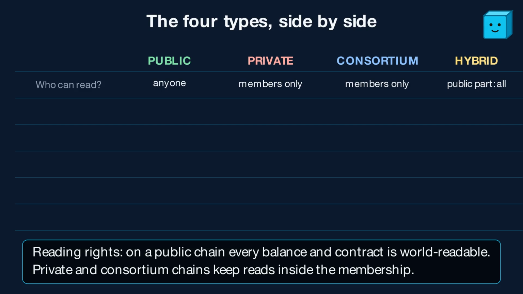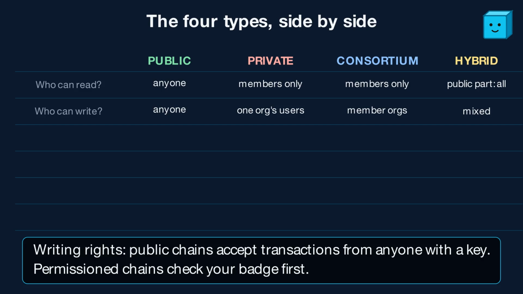Reading rights. On a public chain every balance and contract is world readable. Private and consortium chains keep reads inside the membership. Writing rights. Public chains accept transactions from anyone with a key. Permissioned chains check your badge first.